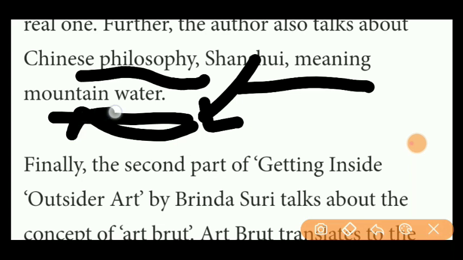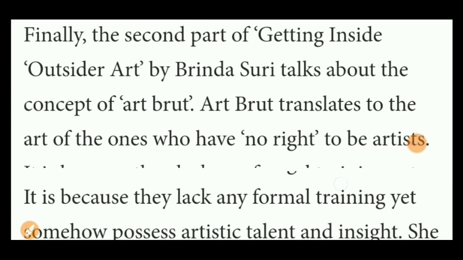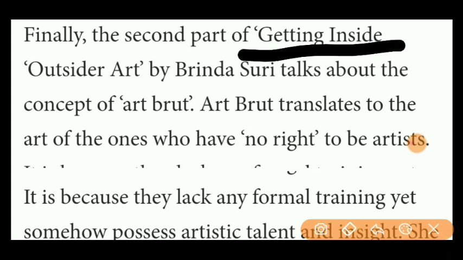Now, finally, the second part, which has been taken from Getting Inside Outsider Art, which I have already told you, by Brinda Suri, talks about the concept of art brut. Already explained this one, and art brut translates to the art of the ones who have no right to be artists. Now, what does it say?